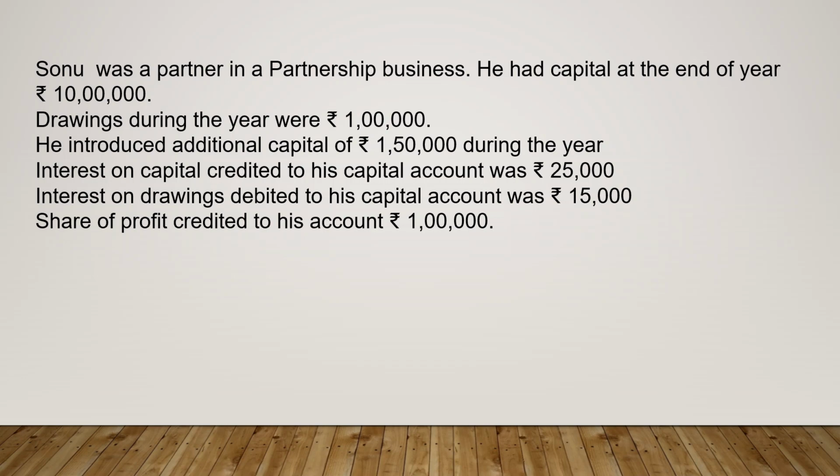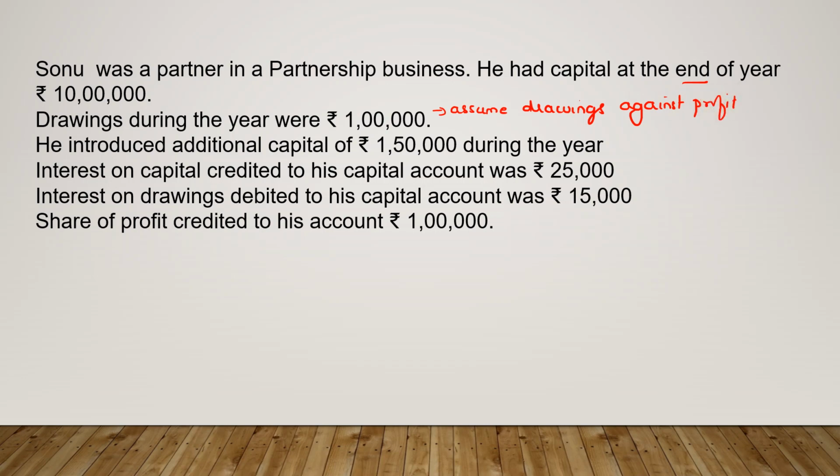Sonu was a partner in a partnership business. He had capital at the end of the year of 10 lakh. So this is the capital at the end, rupees 10 lakh. Drawings during the year were 1 lakh. So here, what type of drawings is this? Nothing has been specified. Normally when it is out of capital, they would specify that this is drawings against capital. Here, nothing has been specified. So we will assume that this is drawings against profit.